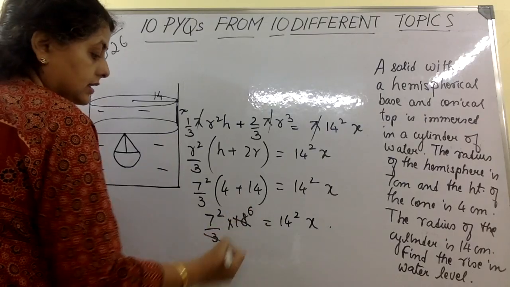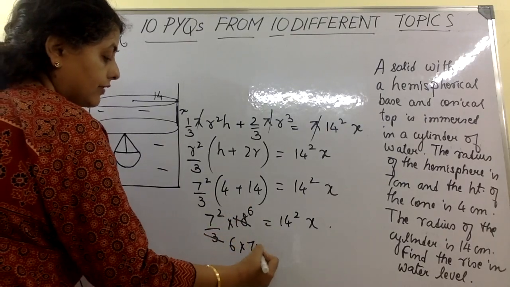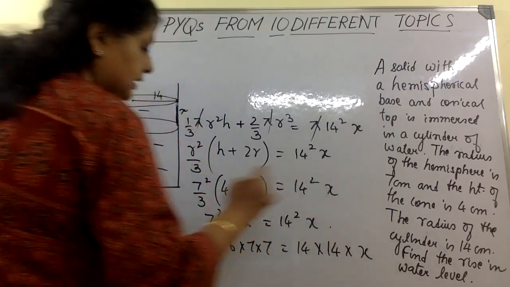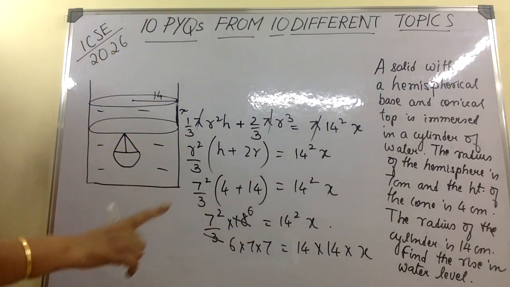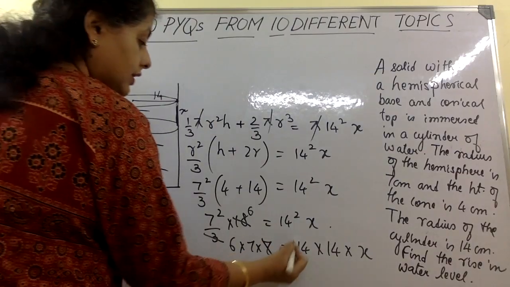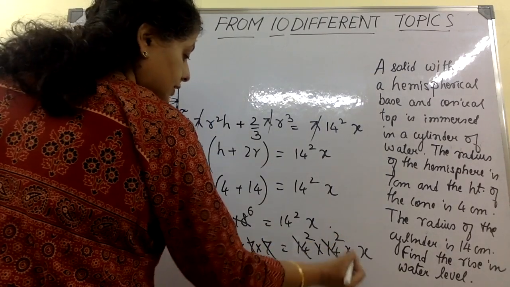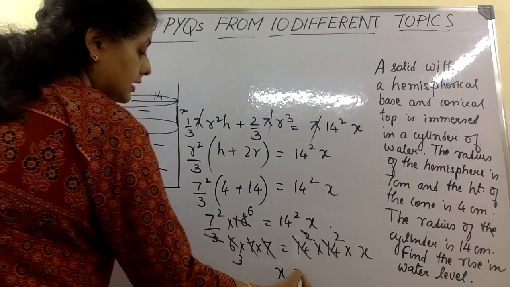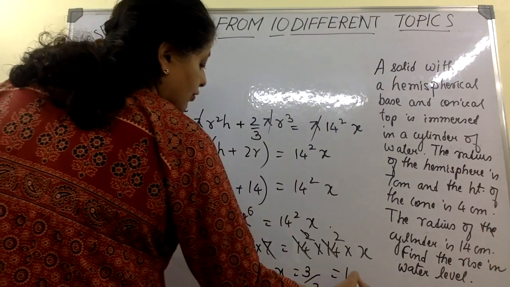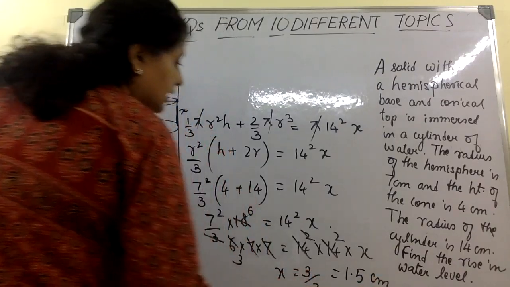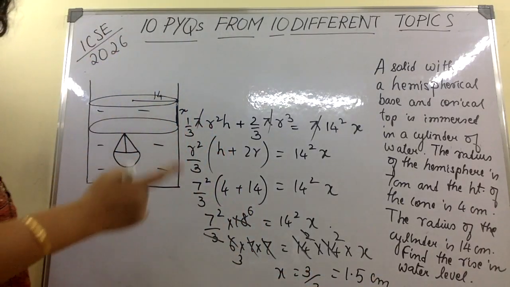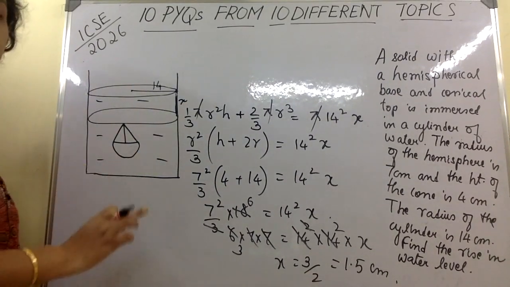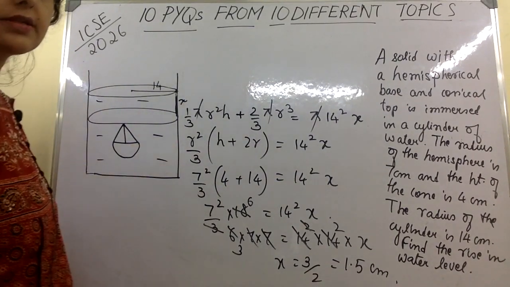So let's carry on. I will not do any multiplications. Note this, not a single multiplication, no rough work anywhere. 7 2s are 14, 7 2s are 14, this 2 3. So x is equal to 3 by 2, 1.5 centimeter. That means the rise in water level is 1.5 centimeter. That is it.